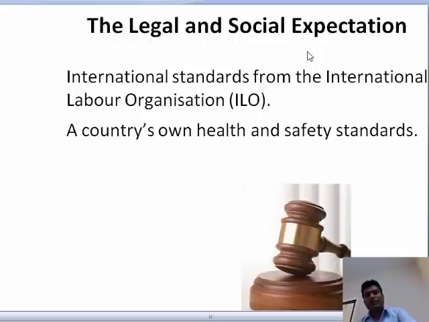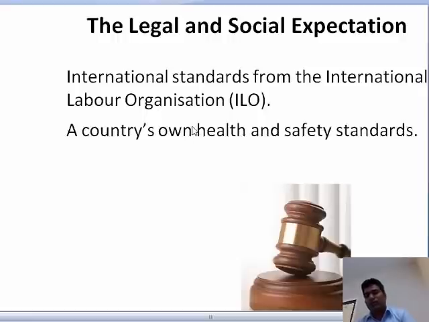There are two legal and social expectations found everywhere. The first one is international standards. That means the ILO has conducted a convention, and in this convention they pass rules that should be followed all over the world. So the international standard comes from the International Labour Organization, the international governing body.